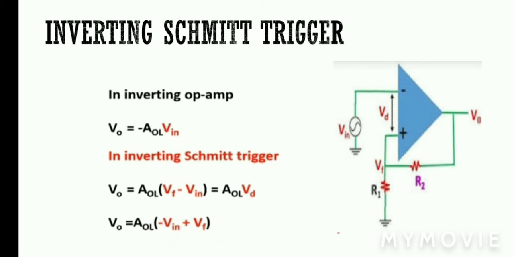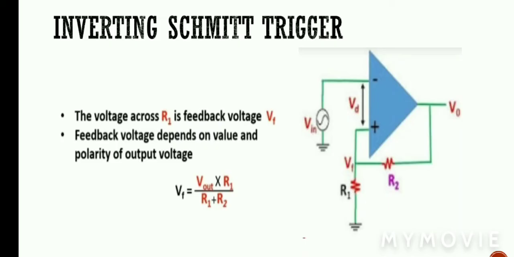Now this equation can also be written as Vout equals AOL into minus Vin plus Vf. This shows the effects of positive feedback. So due to positive feedback, the input voltage increases. Now the voltage across R1 is feedback voltage Vf. Feedback voltage depends on value and polarity of output voltage V0. If we want to find out the voltage Vf, we have to apply the voltage divider rule, that is Vf equals Vout into R1 divided by R1 plus R2.